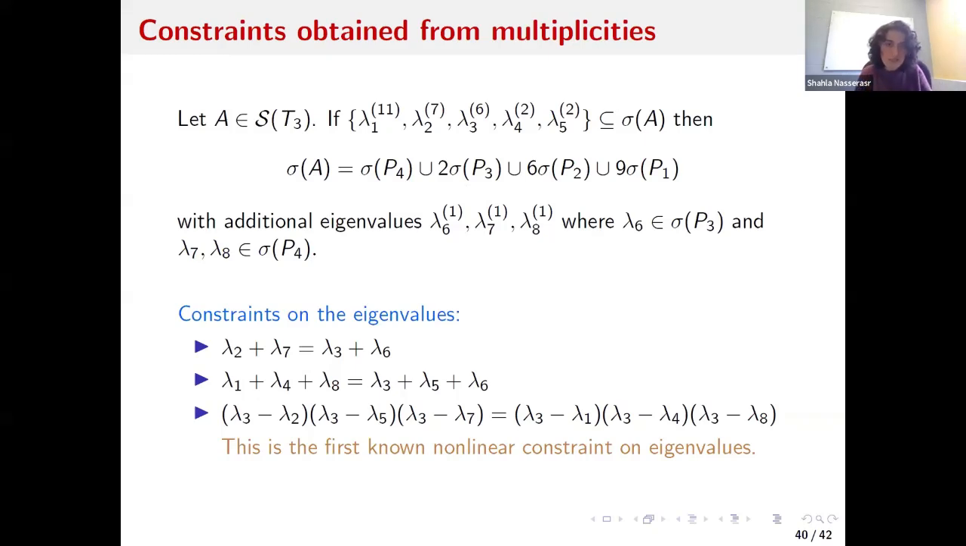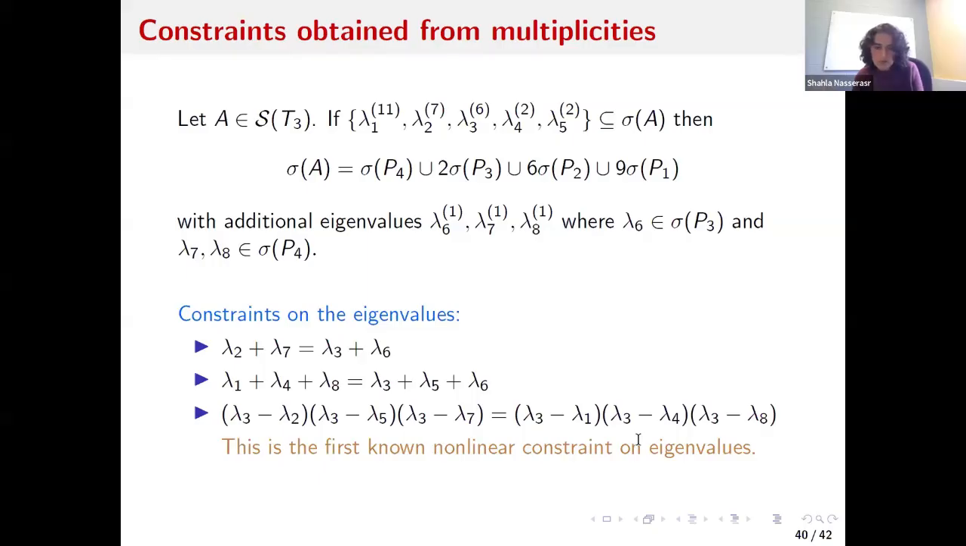So another thing that we learned from here is that if I go back to the trace identities that we have, we get these two linear equations with the eigenvalues. The linear combination of these two, by the way, will give the exact equation that we had from the previous paper. So not only do we get these two linear equations, but also, giving some polynomial equations between the eigenvalues, we obtain this cubic relationship between the eigenvalues. So this is the first nonlinear constraint known on the eigenvalues of trees that we found.